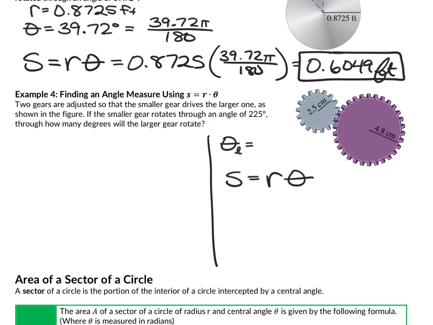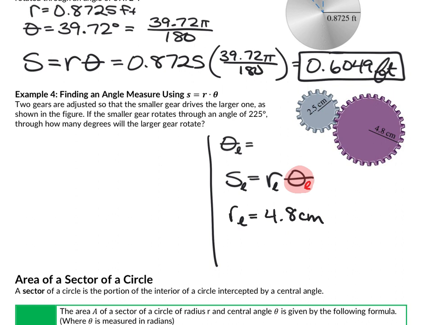I'm going to put little bitty L's underneath all of these so we know I'm talking about the larger, the purple gear. Do we know the arc length that the gear has moved? No. Do we know the radius of the gear? Yes, we know that the radius of the gear is 4.8 centimeters. But I don't have theta for the larger wheel, and I don't have the arc length for the larger wheel. So before I can solve for theta, because we're looking for this guy this time, I need to go back and figure out the theta for the smaller wheel, or the arc length for the smaller wheel.